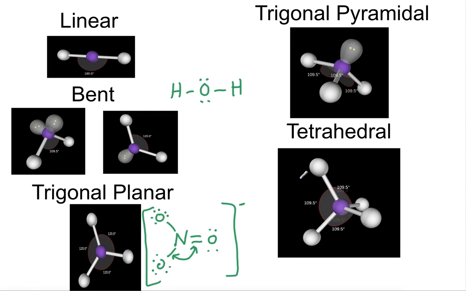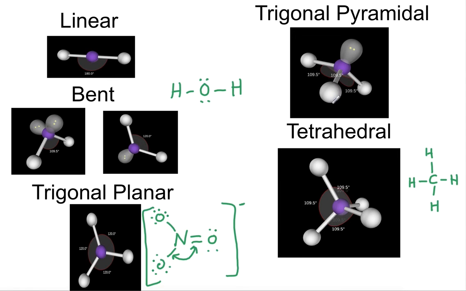Tetrahedral over here, a common example is methane, which is CH4. CH4 is pretty simple here. You're going to have all of your bonding electrons form 4 bonds between hydrogen and carbon, and they would repel each other to be 109.5 degrees.